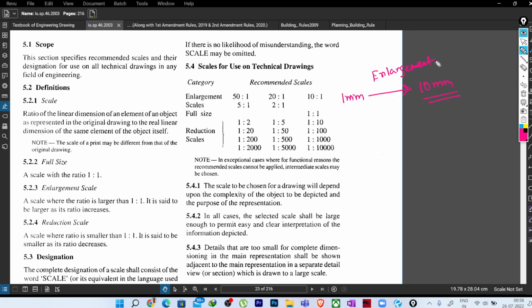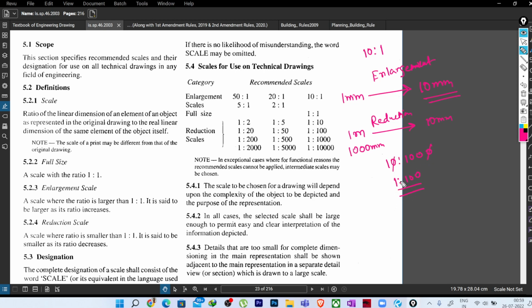This is nothing but enlargement. And if something is 1 meter in the real case, which is converted to 10 on the paper, it is nothing but my reduction. So scaling can be done in both ways, right? Here, 1 has become 10 on paper, so it will be 10 is to 1. And here 1 meter has become 10, so it will be converted to 1000, so here it will be 10 is to 1000. If I just cut this, it will be 1 is to 100.